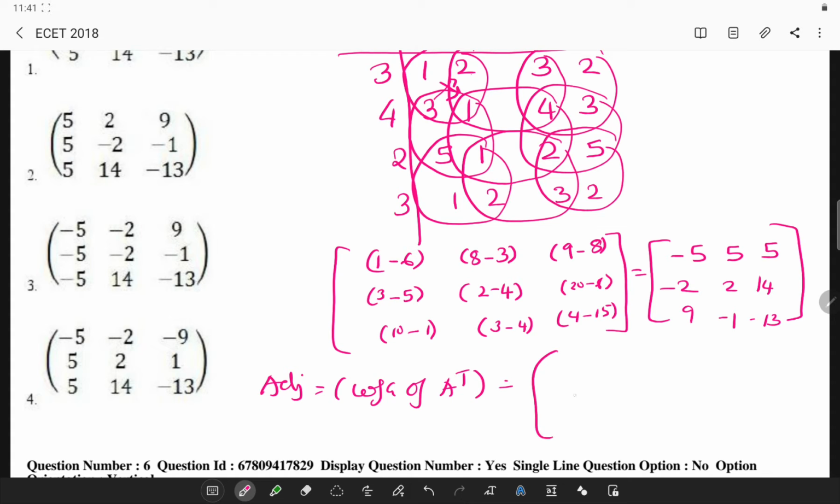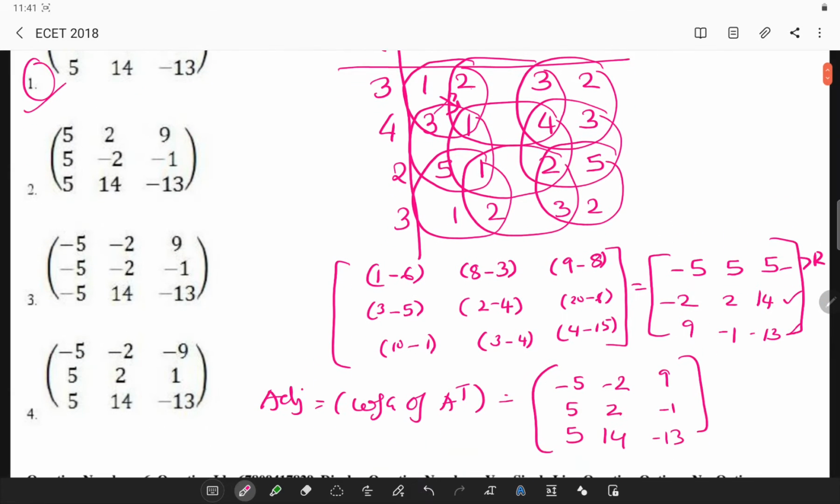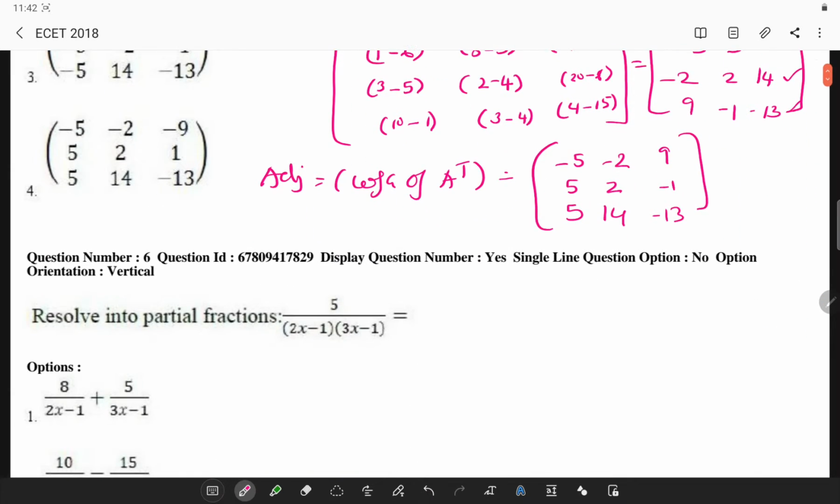So I'm just doing a transpose. So this row is converted into a column: minus 5, 5, 5, and next this row minus 2, 2, 14, and then the last column 9, minus 1, minus 13. So if I see my options, this is the fourth option. Next, let's get back to question number 6.